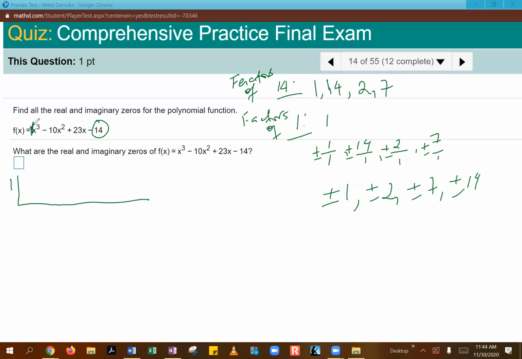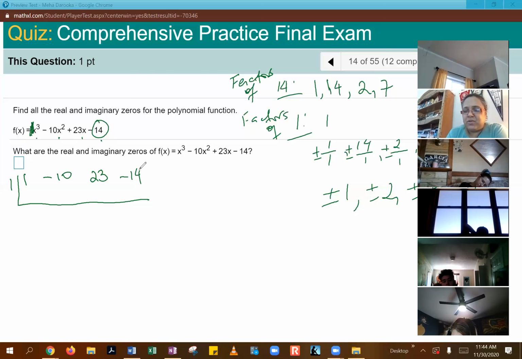Remember, your coefficients are going to be positive 1, minus 10, positive 23, negative 14, and make sure there are no missing terms. We don't have any missing terms, because this is the third power, the second power, the first power, and the 0 power. So can you tell me if we get a 0 remainder from this when you do the division?